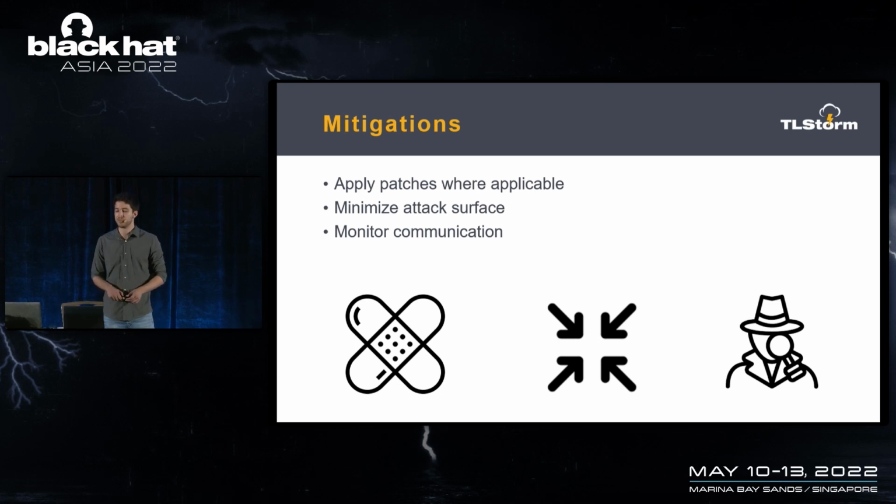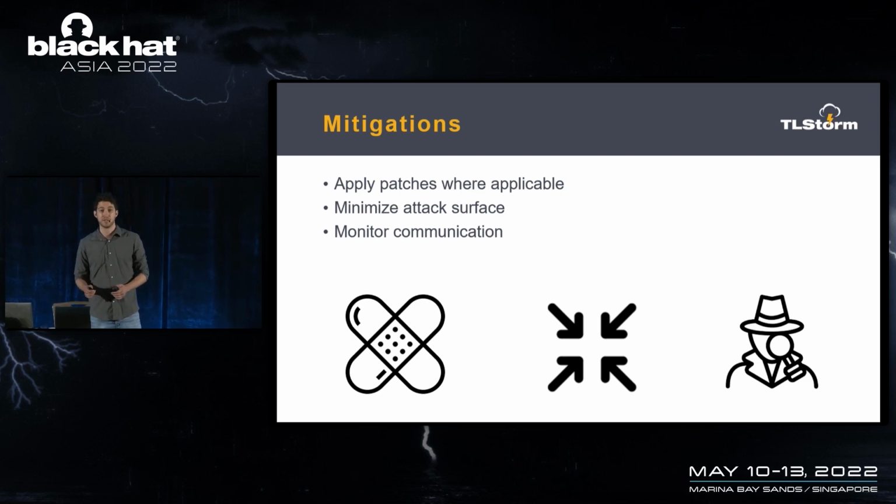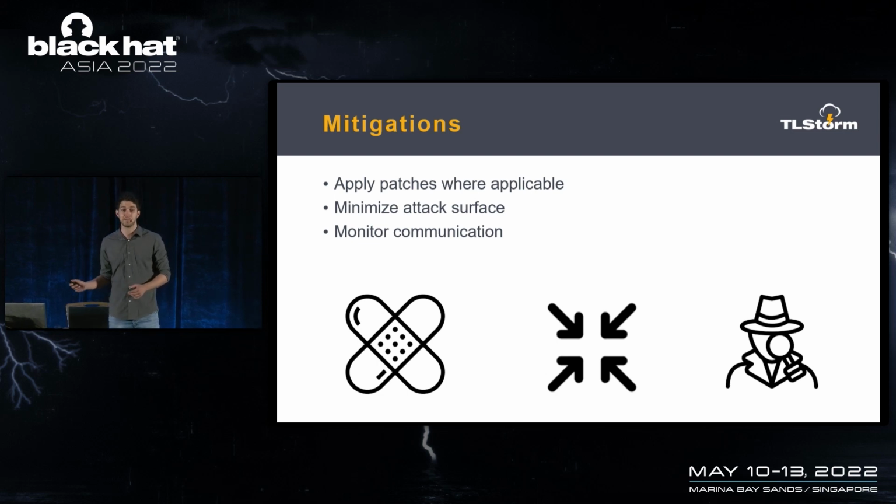And if you ask yourself how you can be protected from such attacks, there are three main paths you can take simultaneously. The first is, of course, to apply patches where they are applicable. The second is to minimize the attack surface when you can. In our case, it means that if you don't use the Smart Connect feature of the UPS, you should disconnect it. And the last thing you can do is to monitor communication, so you can know which devices you have, which are vulnerable, and be alerted if such an attack comes your way.